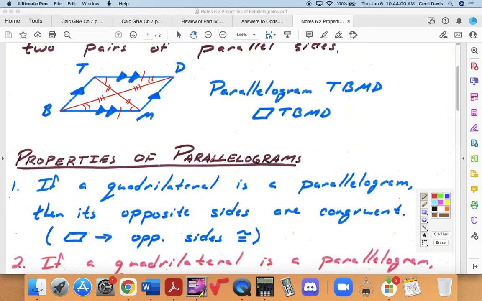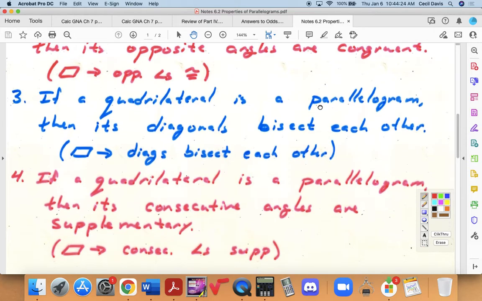If you've ever taken a box and opened up the ends and then flattened it, basically that's what's going on. This is partway through the flattening procedure. If we kept flattening it, TM would keep getting shorter and shorter, right? And BD would keep getting longer and longer. Okay? All right. What other properties do we have?